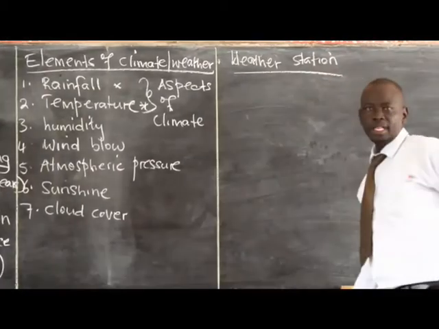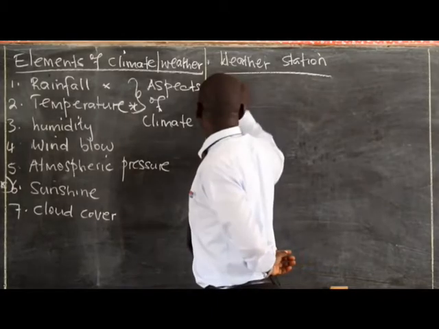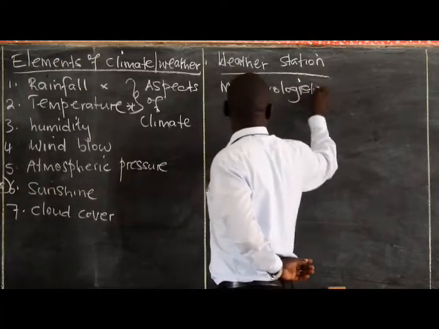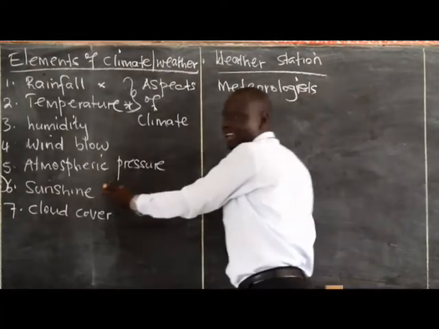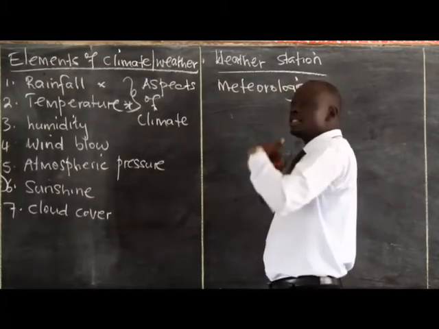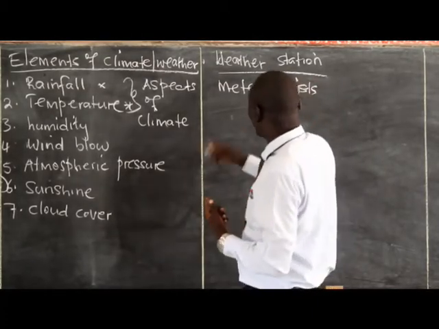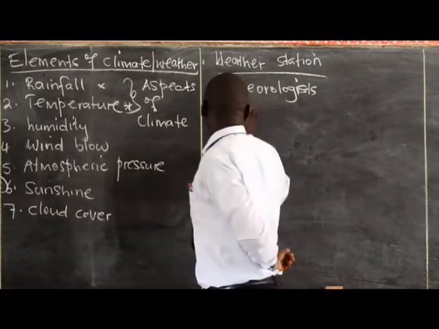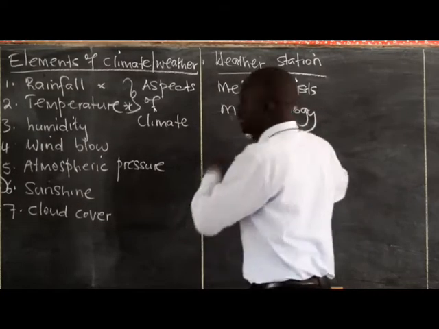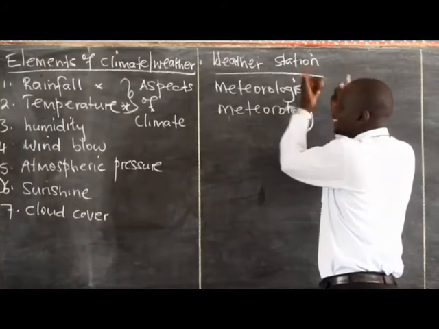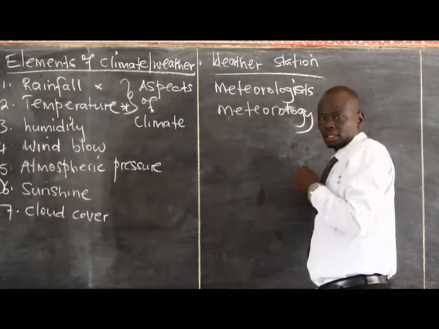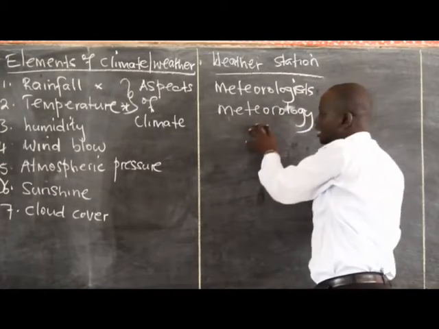Now, who do we get in a weather station? We mainly get those people who are called the meteorologists. So, meteorologists are the people who carry the work of recording these elements, and the study of these elements is what we call meteorology. So we have the people who are meteorologists, the scientists, then we have the study which is meteorology.